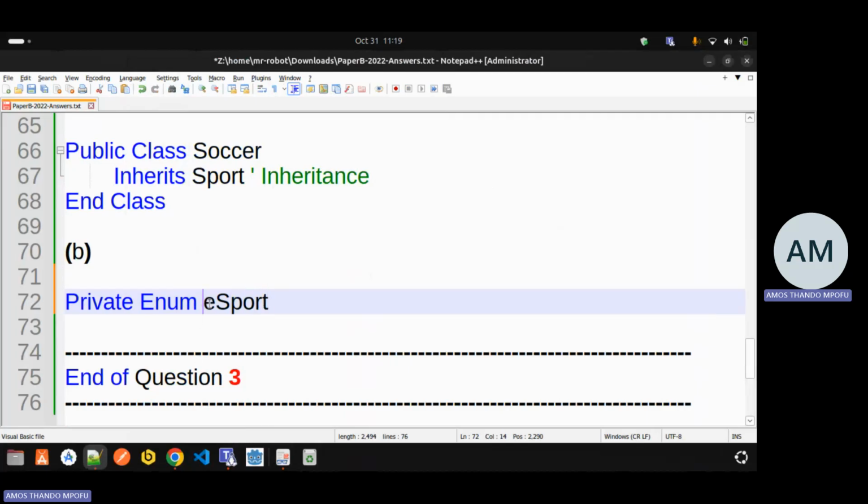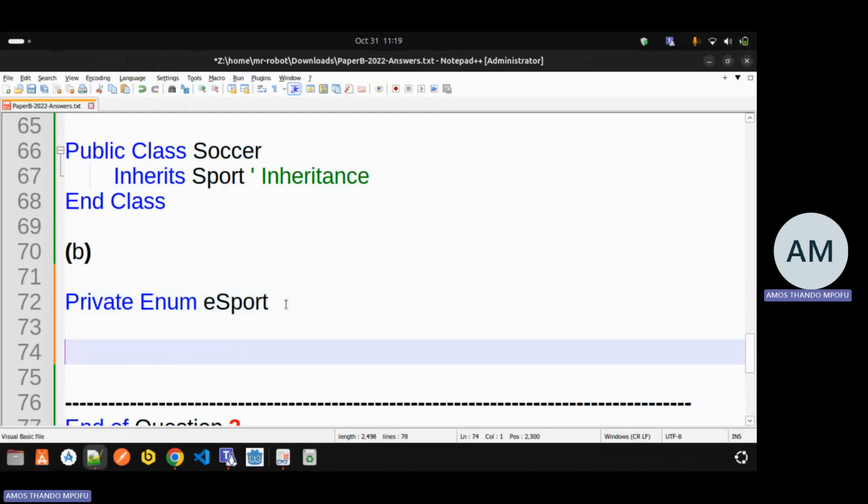They're checking a lot of things. You see this E here. It's very good because there's already something called Sport, which is a class. If you just leave it as Sport, it's going to crash, and then you lose marks there. So I'm going to call it ESport to denote that this is an enum for sports. And then I'm going to say End Enum, right?